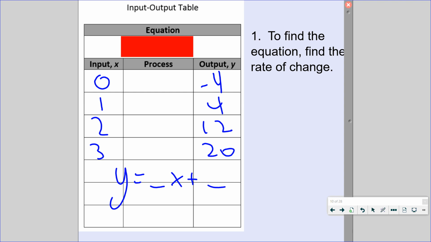What's happening every time there's an x? Every time I put in an x, it keeps going up by 8. So it's 8x, but it started at what? Negative 4. Is there a simpler way of saying this? 8x minus 4. And that is correct.